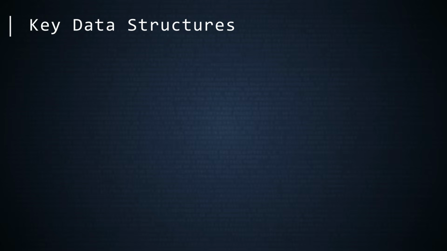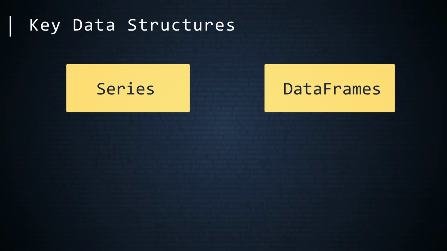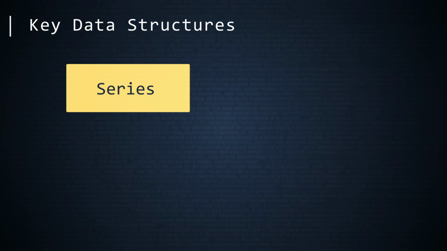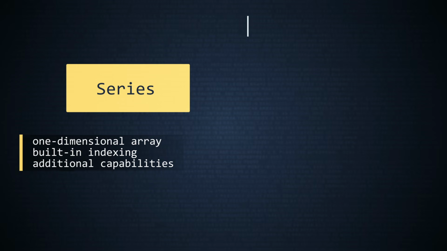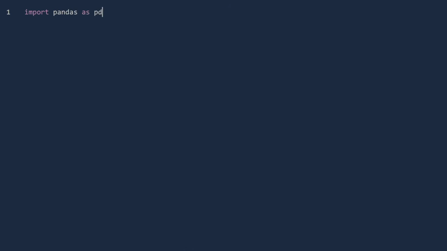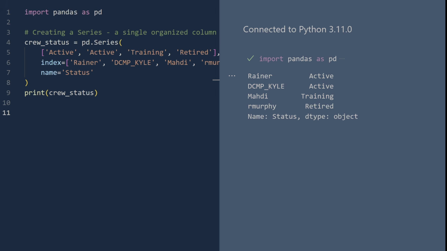Now that you understand why Pandas exist, let us examine its core components. There are two fundamental data structures you must understand: series and DataFrames. A series is a one-dimensional array with built-in indexing and additional capabilities. Think of it as a single column of data where each value has a label, what we call an index. To create a series, supply the data, the optional indexes, and the series name. Run. Unlike primitive arrays, a series is self-aware, capable of carrying both data and its organization.